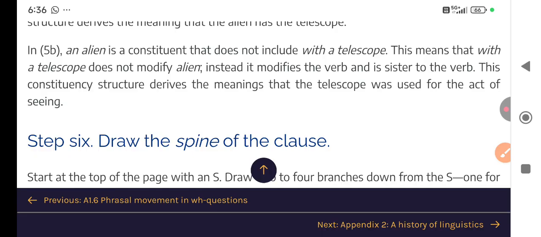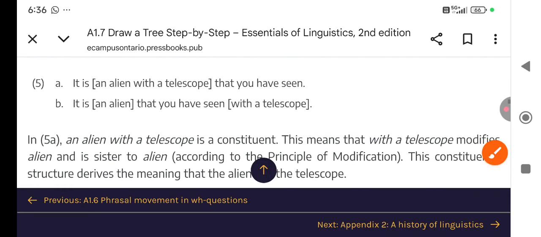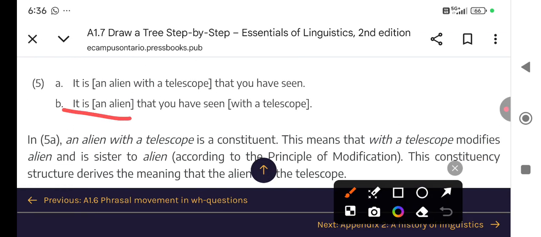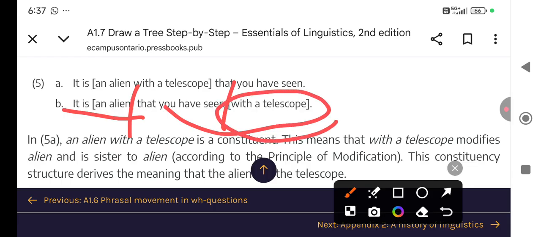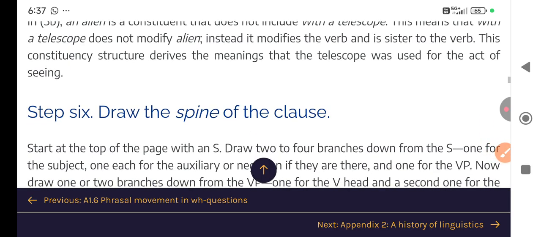This constituency structure derives the meaning that the telescope was used for the act of seeing, meaning the telescope is in your hand. Here it is the alien that you have seen, so you have seen with the telescope. Here with the telescope comes soon after the alien, because you have used the telescope to see the aliens. This is clear: two interpretations.